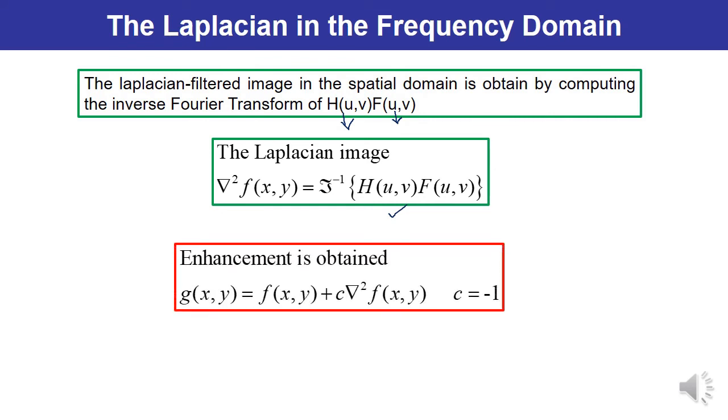An enhanced image obtained by applying this particular filter is written as g(x,y), the enhanced image. This is f(x,y) plus C del square f(x,y). Here you can see the value of C is minus 1, meaning this particular term is negative. And why is it negative? You know that the Laplacian is subtracted from the original because of the negative sign, and this is consistent with the formulation in the spatial domain. So the same fundamental is being carried out here, and this is how you write the enhanced image in this form.